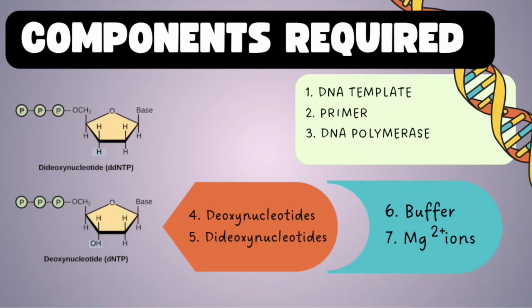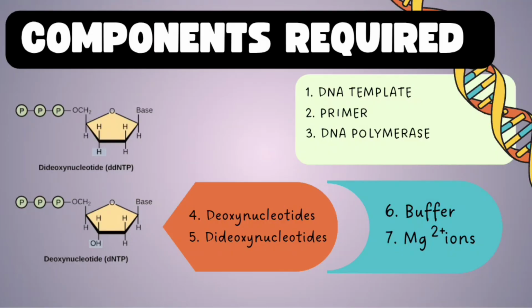Let's look at the components that are required for this method. First one is DNA template, single-stranded DNA to be sequenced. Second one is primer, a short oligonucleotide complementary to the template's starting region. Then DNA polymerase, the enzyme that synthesizes new DNA strands. Number 4, deoxynucleotides, that is dNTPs: dATP, dTTP, dCTP, dGTP, which help to form normal elongation.